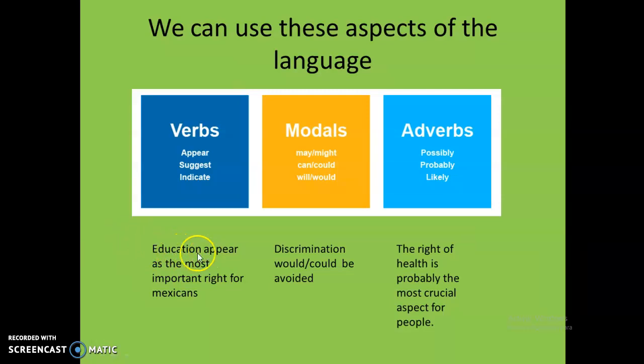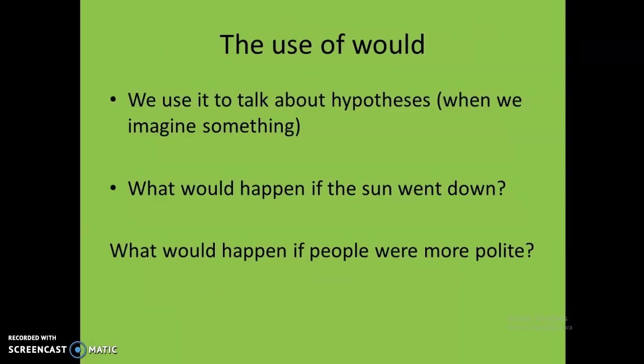In verbs, educations appear as the most important right for Mexicans. In modals, discriminations would or could be avoided. In adverbs, the right of health is probably the most crucial aspect for people. So, tentative language is to generate ideas or interpretations and to generate discussions.